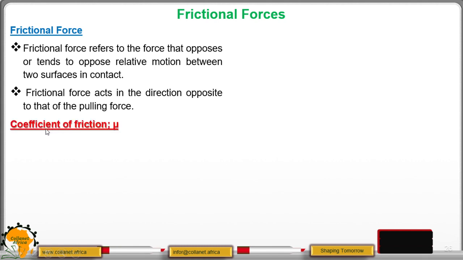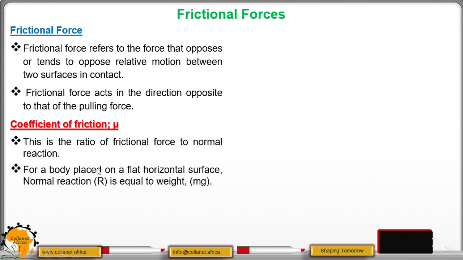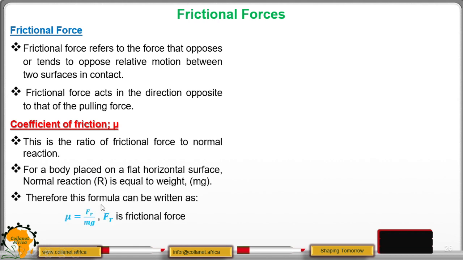Now we come to the definition of another term that we call the coefficient of frictional force, given the letter mu. This is the ratio of frictional force to the normal reaction. For a body placed on a flat horizontal surface, the normal reaction R is equal to the weight mg, and therefore the coefficient of frictional force will be given by the frictional force divided by the reaction, where Fr is the frictional force.